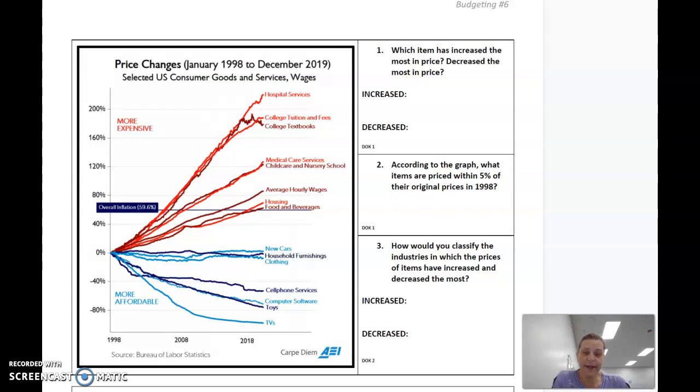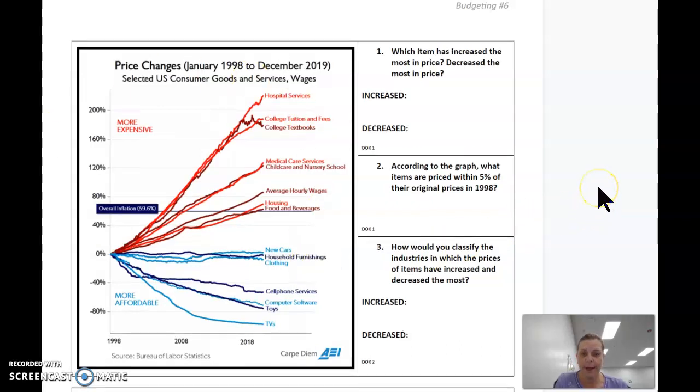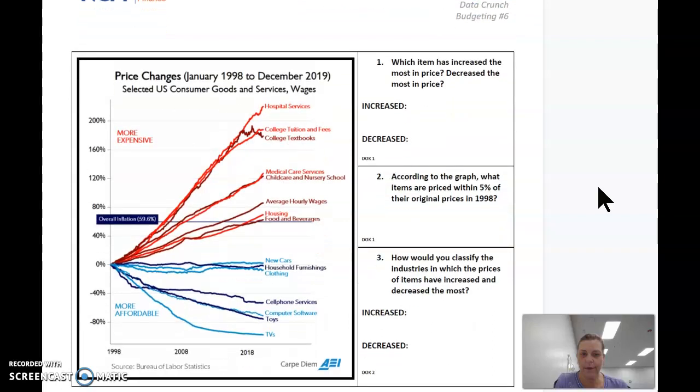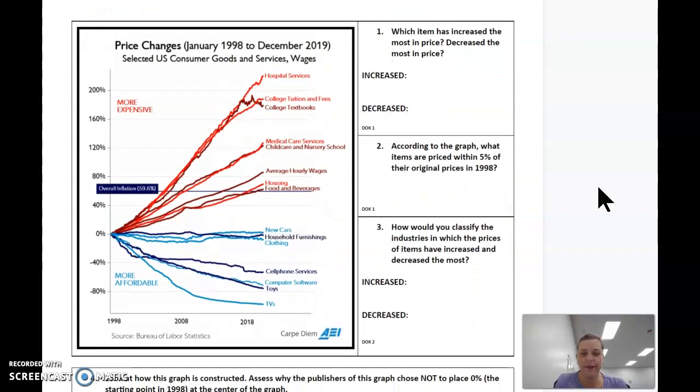Hello, Personal Finance. Today we're going to talk about some graphs, particularly this first graph that I've brought up here. The title of the graph is Price Changes of Selected U.S. Consumer Goods and Services. In other words, from 1998 to 2019, that's the time period this graph covers, 21 years, and it talks about the cost of items and how they've changed over that time period.